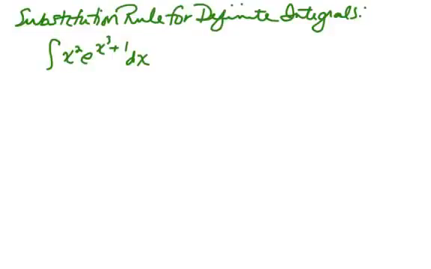Okay, this is a substitution rule for definite integrals, and this is a little bit more complicated problem. It just looks nastier, but it's the same exact approach. And instead of just an indefinite integral, we're actually going to evaluate this at a lower and upper limit, but we're going to use the substitution rule to get the antiderivative.